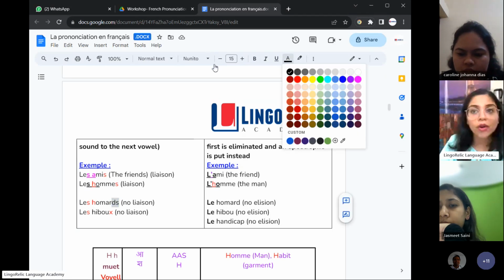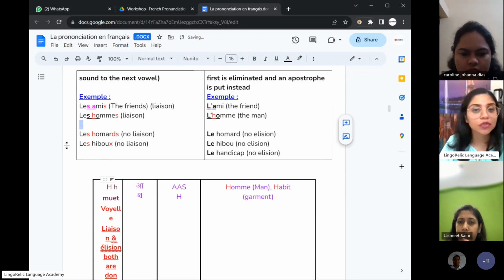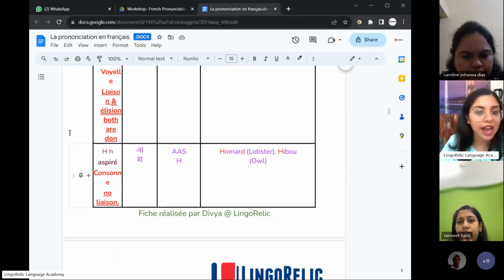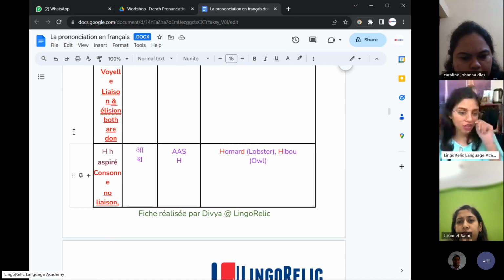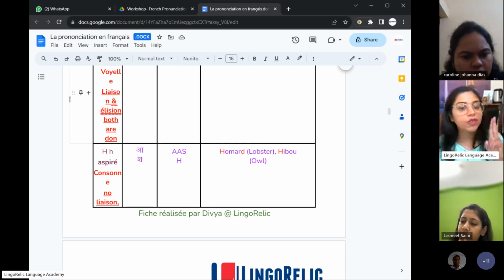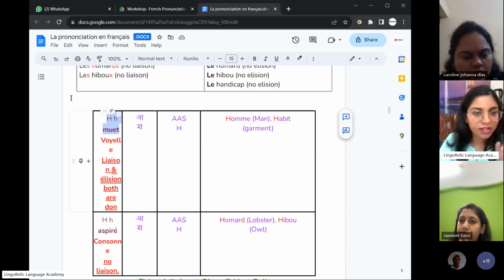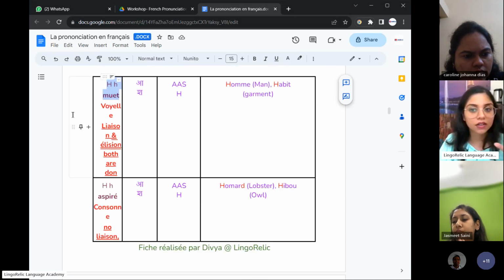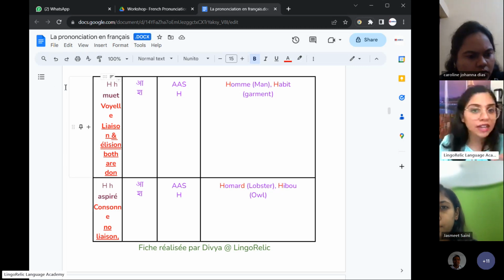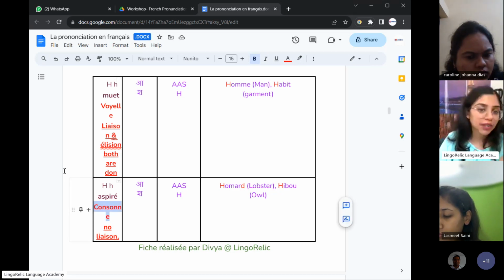Then now I want you to understand the concept of ash muet and ash aspiré. There is two types of H in French. One H is a consonant, another H is a vowel. Okay, so this is something that most of you would not know, but this is like a very important information that ash muet hota hai, ash aspiré hota hai. Ash muet is a vowel, whereas ash aspiré is a consonant.